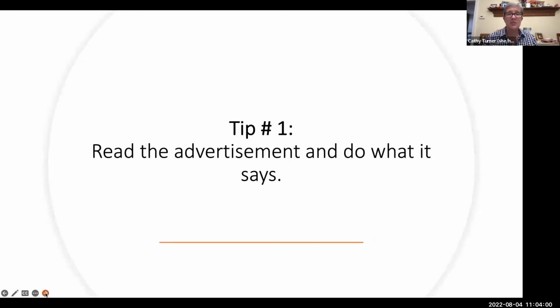All right, so tip number 1, and this is actually kind of 2 tips. First, read the advertisement. And second, do what it says. So if the advertisement doesn't mention teaching evaluations, or if it doesn't say anything about them, don't throw together a big set of teaching evaluations. No matter how great your teaching evaluations are, don't put them in.